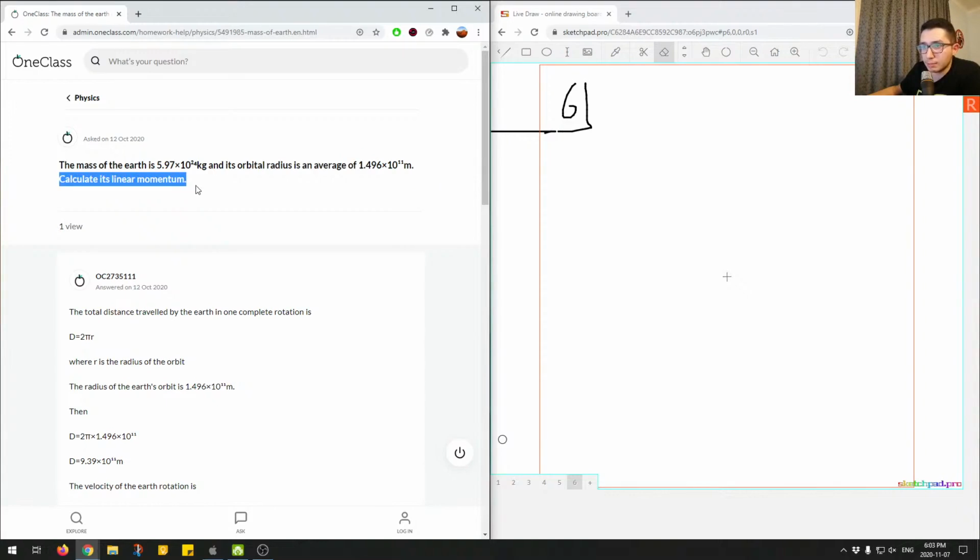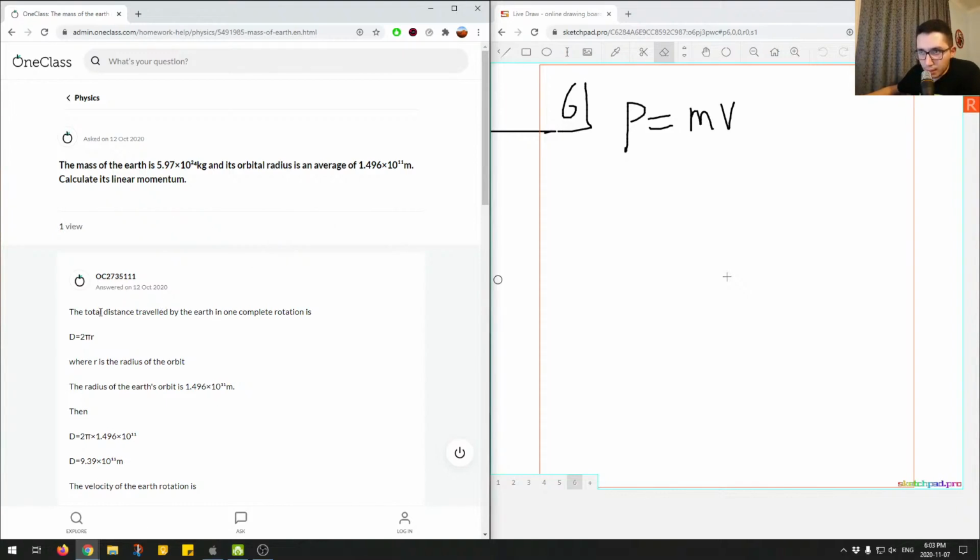Calculate linear momentum. So we can start off by thinking, what is the equation for linear momentum? We know the equation is P is equal to mv. So knowing this, we can use these two values to get the answer. Let's go through the junior tutor's solution to look at the process, and then we'll verify the solution.